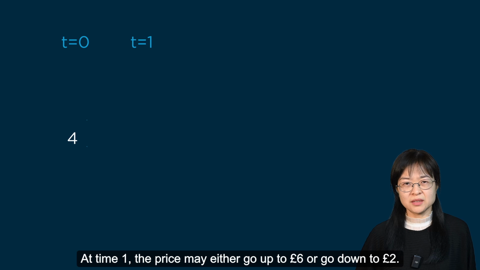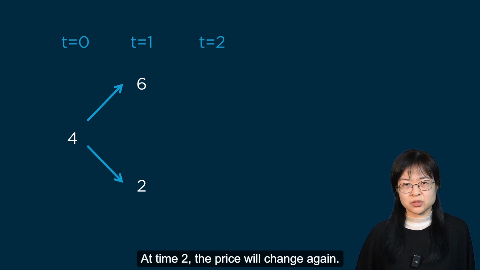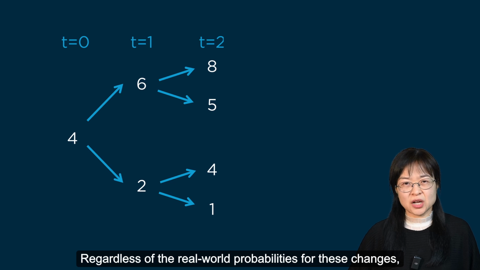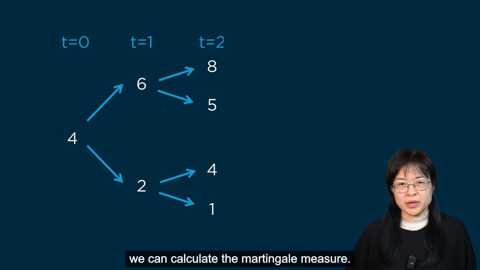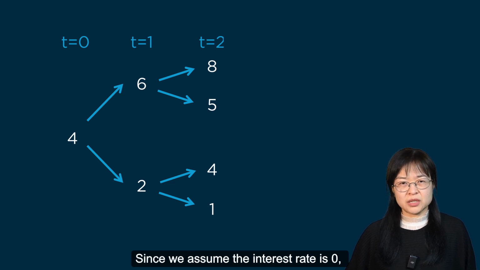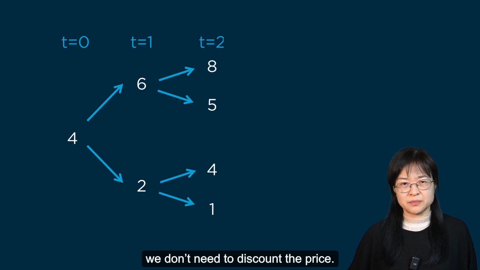At time 1, the price may either go up to £6 or go down to £2. At time 2, the price will change again. Regardless of the real-world probabilities for these changes, we can calculate the martingale measure. Since we assume the interest rate is 0, we don't need to discount the price.